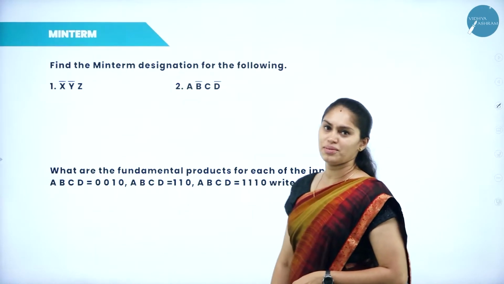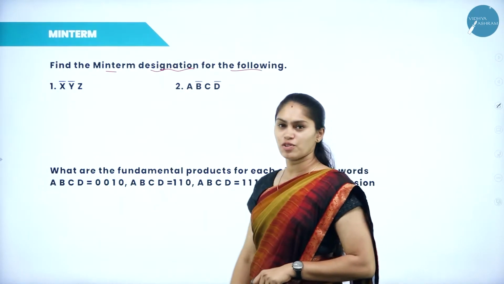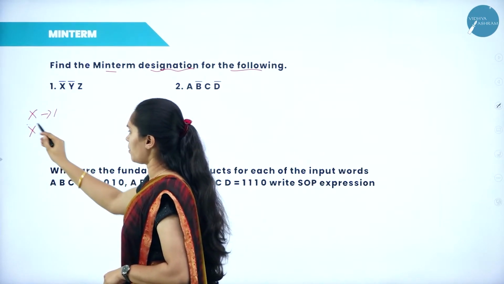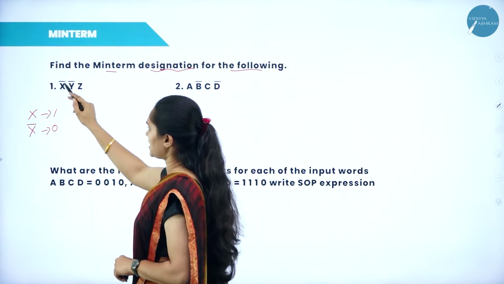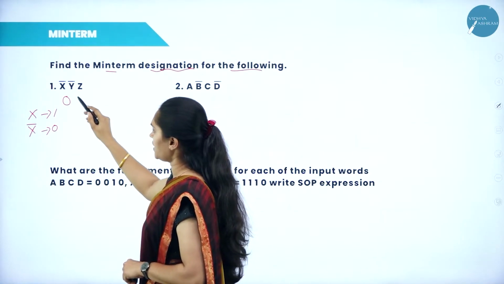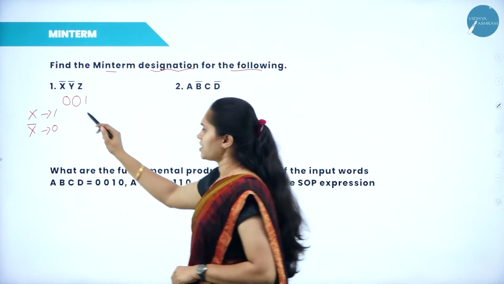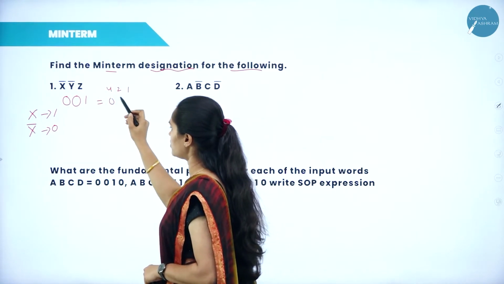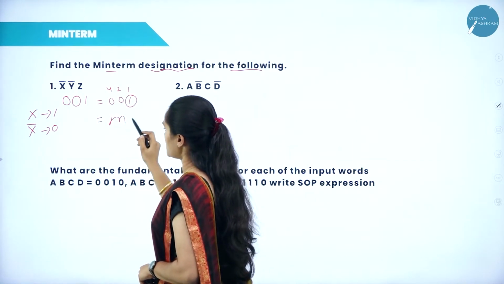So now we'll see some of the problems related to this minterm. Find the minterm designation for the following. So we have to find the designation. As I told, if it is a normal variable, that will be 1. If it is a complemented one, that will be 0 when we are dealing with minterm. So if it is x bar, then what am I supposed to write, 0 or 1? It must be 0. Then in the place of y bar, I have to write 0. In the place of z, I have to write 1. So 0, 0, 1. If I consider the 4 2 1 format, 0 0 1, and if I add this, what is the value? That is 1. So its designation is 1.